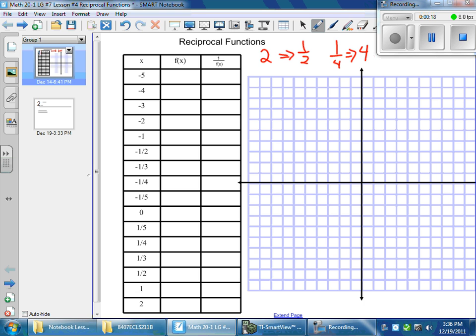Look what I gave you here. I'm going to let you get f of x equals x. That's all I'm going to do. So in other words, y equals x.